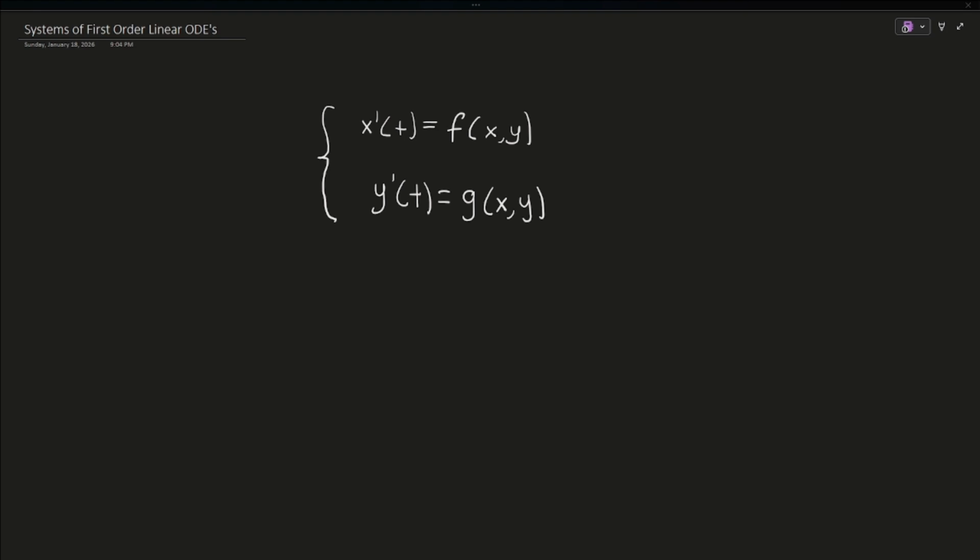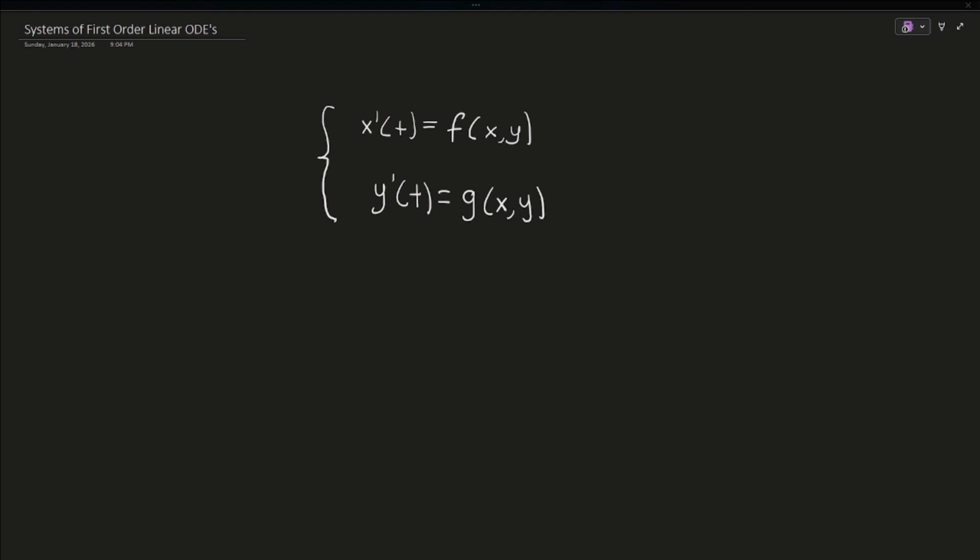So usually in a first order linear ODE, we will have an x prime term. This is a function of t, and will be equal to a function of x and y. Likewise, we will have the same thing for y, and this is also going to be a function of t. And sometimes we will have decoupled and coupled differential equation systems.